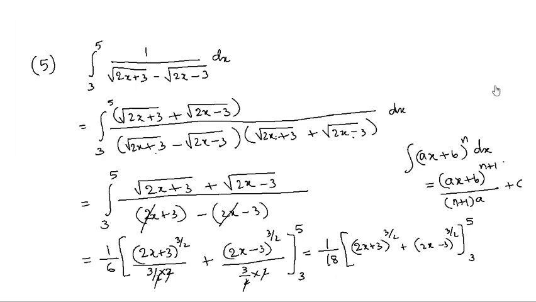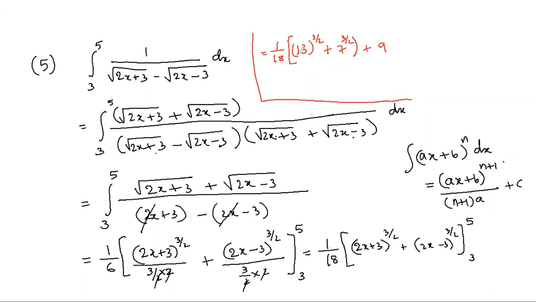Is it fine? Now replace x by 5, then replace x by 3. Let me use some other color now so that you are not confused with my steps. So 1 by 18. When I replace x by 5, it became 10, 13, 13 raised to 3 by 2. When I replace here 10 minus 7, 3, 7 raised to 3 by 2. When I replace by 3 here, 6 plus 3, 9 raised to 3 by 2.